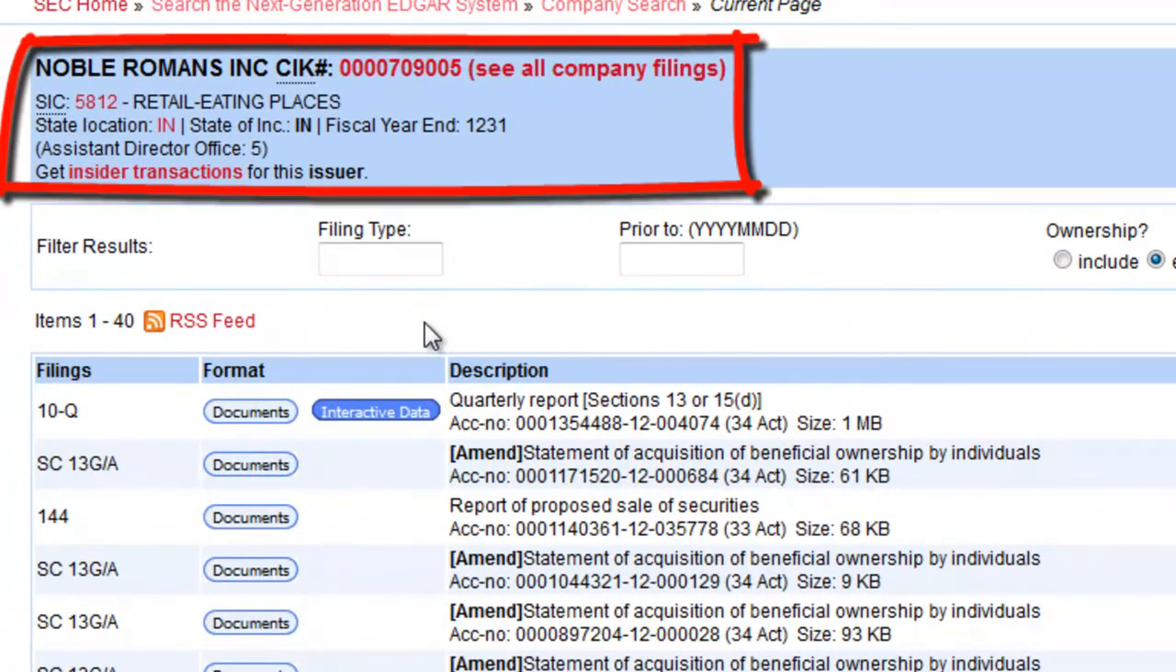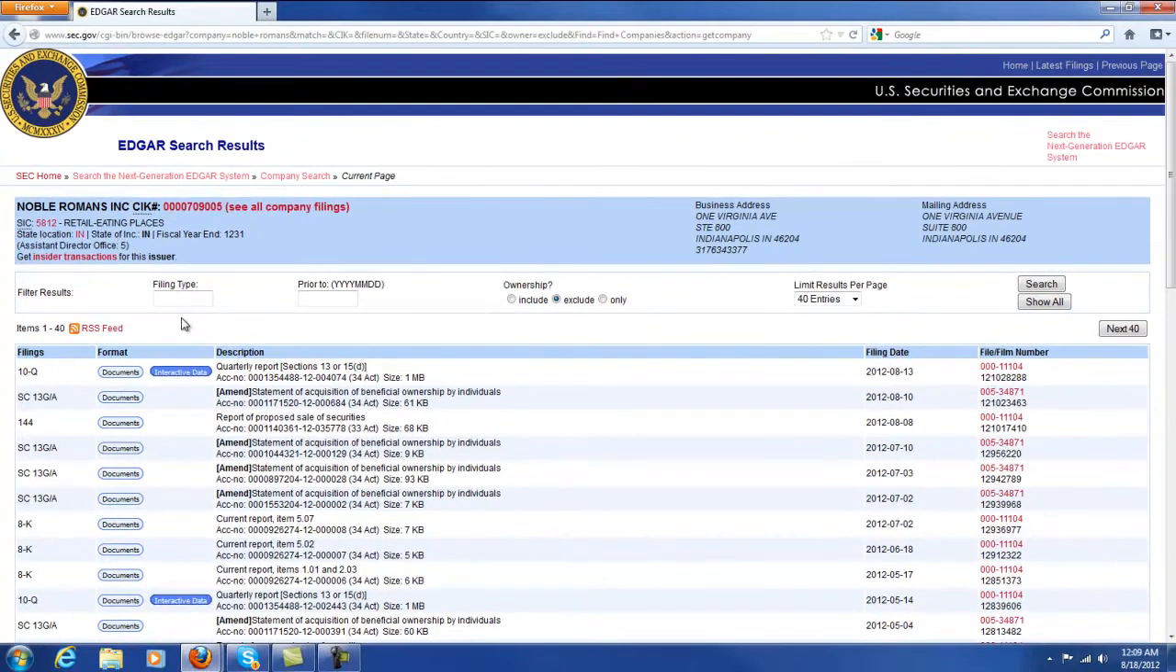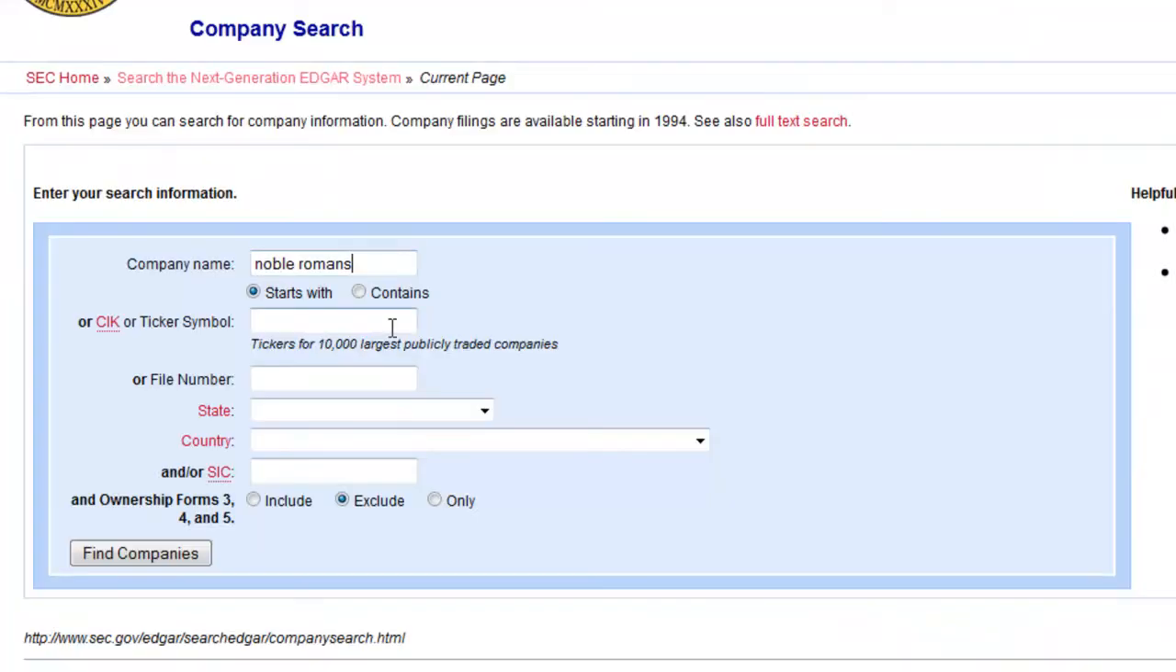In this case, when I typed in the name Noble Romans, I was taken directly to this page because obviously there are not a lot of companies out there that are using the same name. But the takeaway from this is, if you are using a ticker symbol and it doesn't work, and usually it happens with smaller companies, don't panic. Try to type in the name of the company, and I'm sure you will be taken to the correct page, assuming the company is required to file with the SEC.